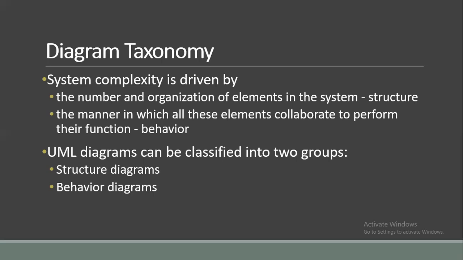Since the complexity has two sources, the UML diagrams have also developed into two categories. So we have structure diagrams and the behavior diagrams. So now you can see UML was originally designed to reduce the design issues, right? Because the software complexity has two sources, basically structure and behavior.